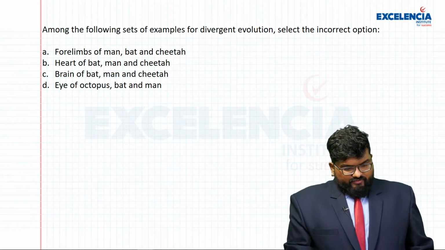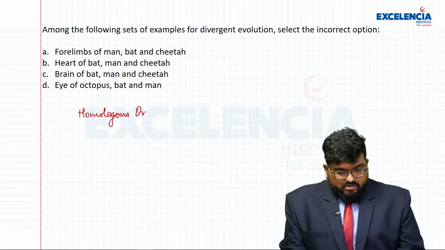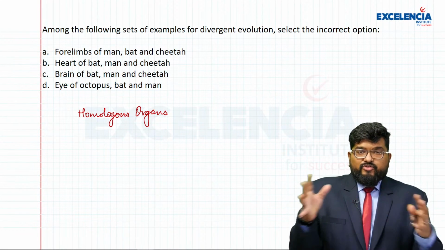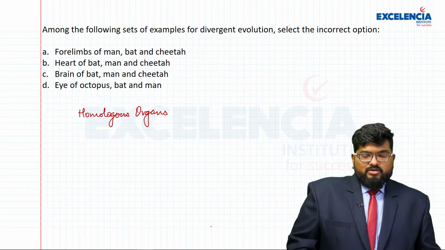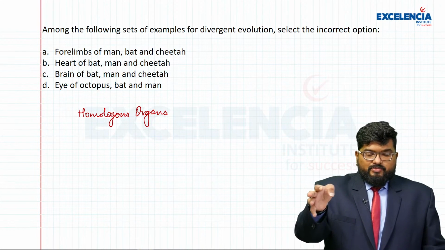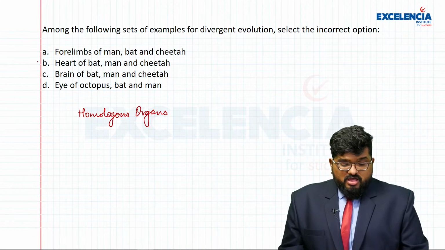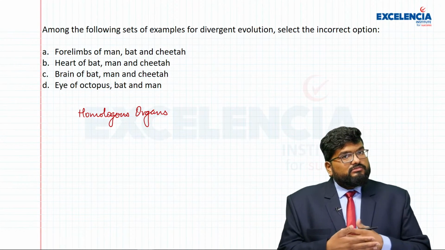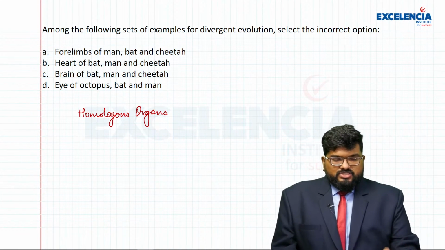Among the following sets of examples for divergent evolution, select the incorrect option. Divergent evolution leads to the formation of homologous organs. Homologous organs are the organs which have differentiated from a common ancestor. So look at the options that tell you a common ancestor. Man, bat, and cheetah, all of these are chordates, vertebrates, so obviously they have a common ancestor. We have to select the incorrect option. Heart of bat, man, and cheetah: again, same ancestor, they're diverging from the same ancestor. So this is not the answer.